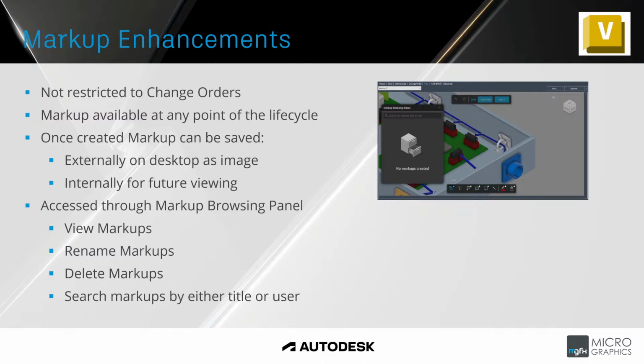Once you've created that markup, and we'll take a look at the video that comes up next, you'll notice that when you create an engineering change order for that component, the markup will follow it. So it is consistent across everything, and also through your desktop client as well as your mobile client. There's also an additional markup browsing panel now available. In there, you can view all the markups, search for markups by title or user if you know what you're searching for, rename markups, and delete markups as well. So you've now got more control over how things are marked up.